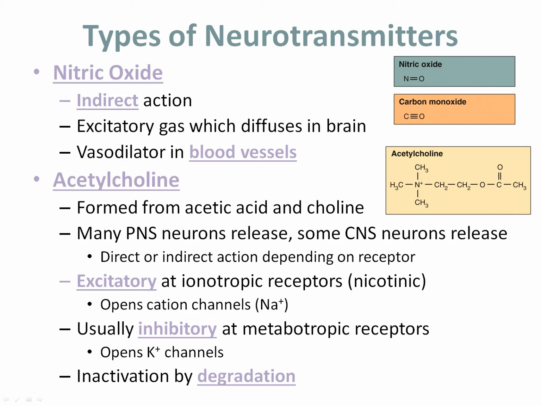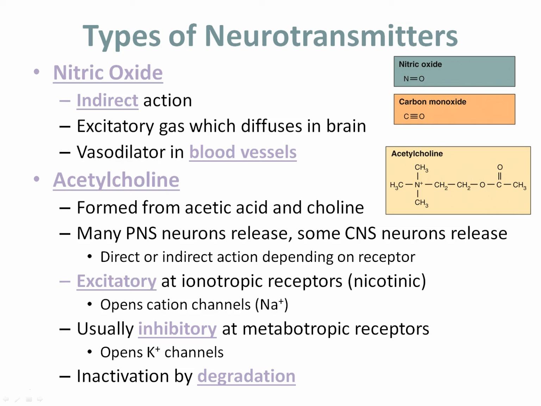Some of the neurotransmitters that we're going to use to stimulate these ionotropic and metabotropic receptors are going to be nitric oxide. Nitric oxide has an indirect action. That means it doesn't directly open an ion channel, but it goes through a metabotropic receptor. So indirect action is metabotropic receptors. It's an excitatory gas which diffuses in the brain, and it acts as a vasodilator in blood vessels.